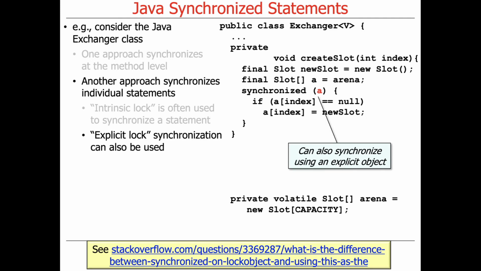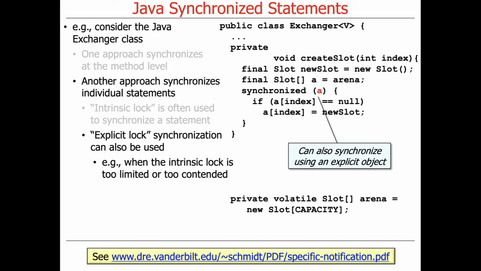Whereas if we do it this way with some explicit lock that's based on state here, then if you go ahead and synchronize on an instance of exchanger, that will not affect this synchronized scope. Ridiculously subtle, but not a bad thing to keep in mind. And this is useful when the intrinsic lock is too limited or too contended for some other reasons.